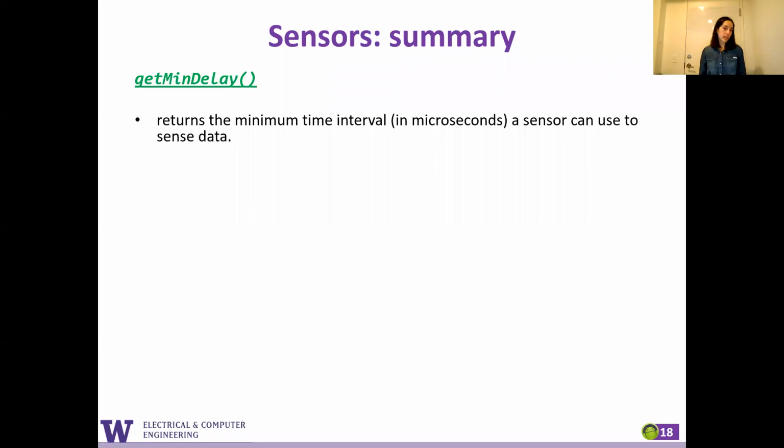Another function that I didn't talk about last week is getMinDelay. You can call that function to know the minimum delay, or the time interval, that the sensor in your particular phone can use to sense data.